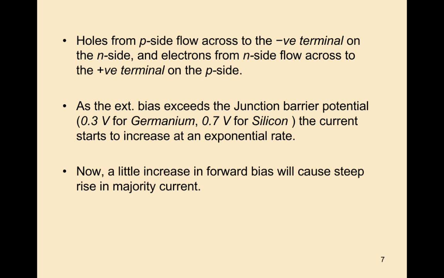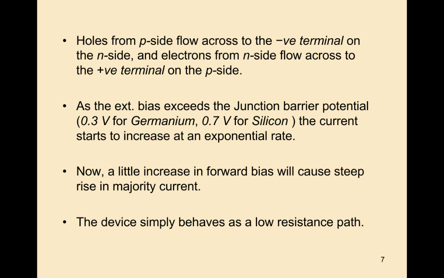Now a little increase in forward bias will cause a steep rise in majority current. The device simply behaves as a low resistance path. So the current flowing in the diode is at its maximum value. So when the current of the diode is maximum, the device simply behaves like a low resistance path.